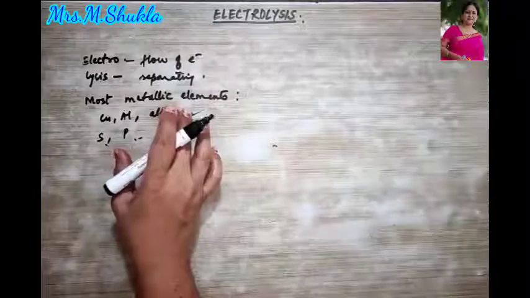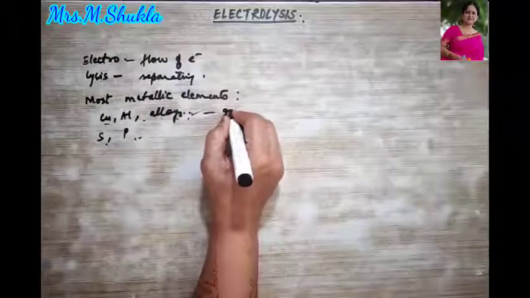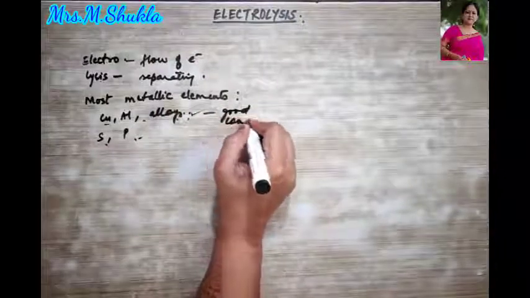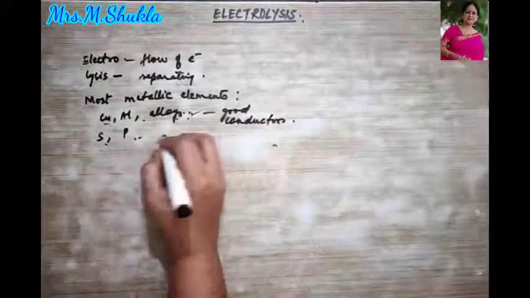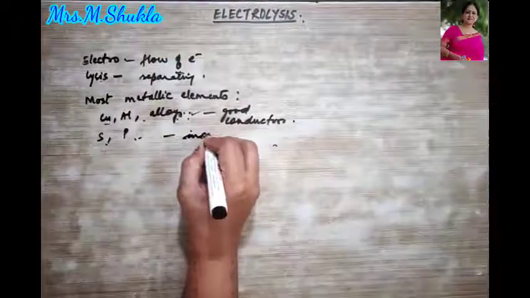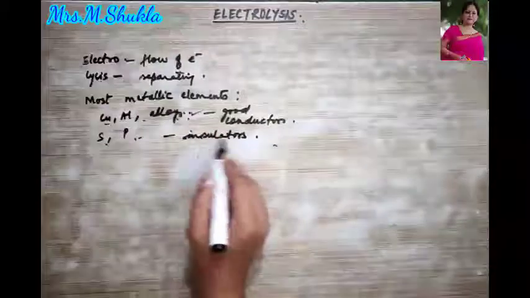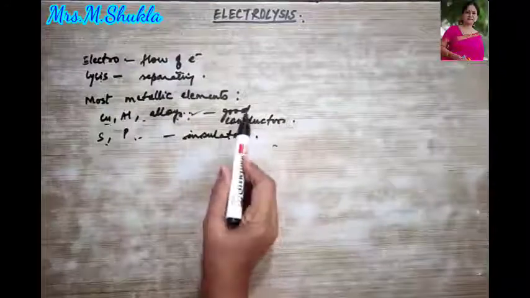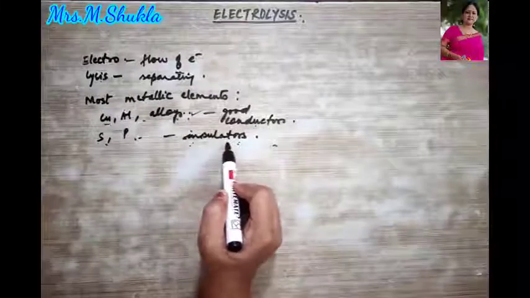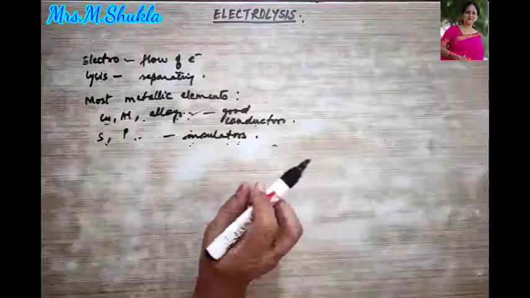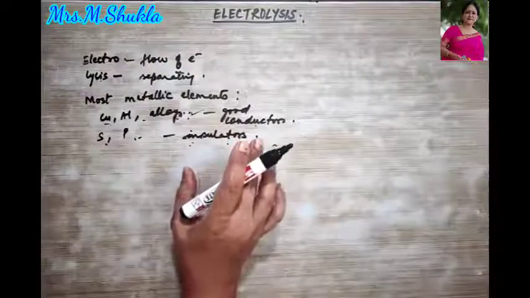So metals and alloys, what can we say? These metals and alloys are good conductors. And those which do not allow electricity to pass through, what are they called as? They are called good insulators. So good conductors and good insulators. Bad conductors are good insulators and good insulators are bad conductors. I hope you know this. You have already studied this before.